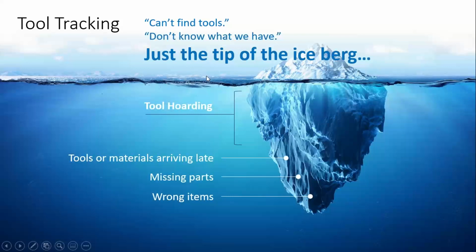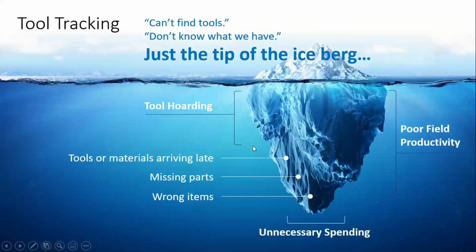Next is items that are arriving late, missing parts, wrong items, pieces like that. And that really begins to affect that whole field productivity. And even deeper in that is the unnecessary spending of rebuying tools, or unnecessary spending on labor. Like, we sent the wrong items out to the project, and now we've got to go to Lowe's, Home Depot, it doesn't matter the place, to pick up bits, blades.